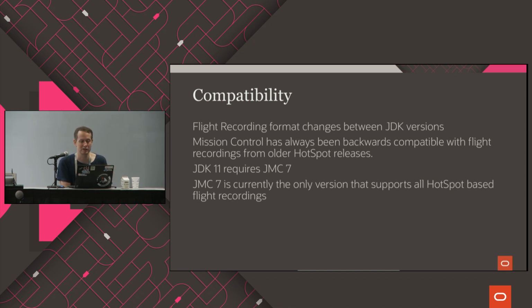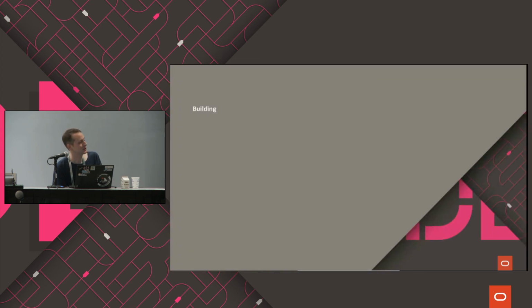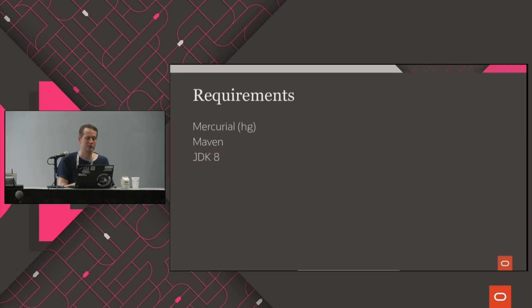Today, as we talk about it, it's basically 7 or some build of 7. And so, moving forward, we want to see everybody, regardless of which JDK you're using, kind of migrate to the open source, quote unquote, modern mission control versions. So that said, building, let's look at how difficult or easy this is to do.